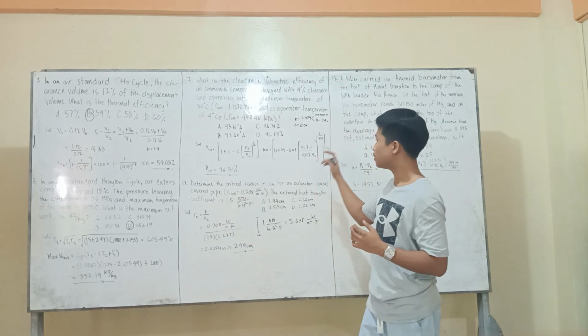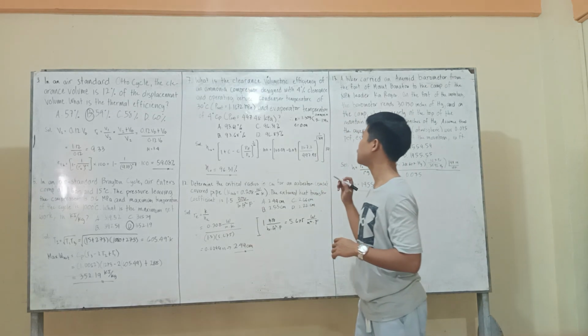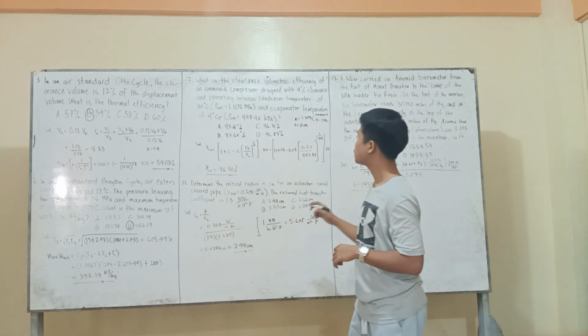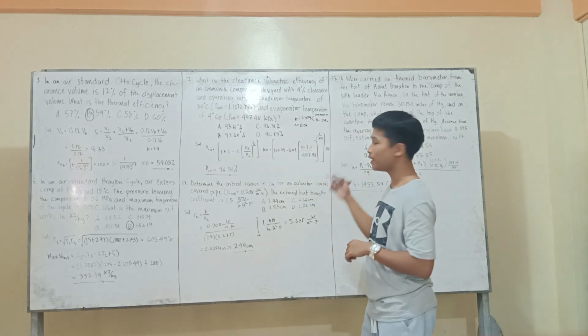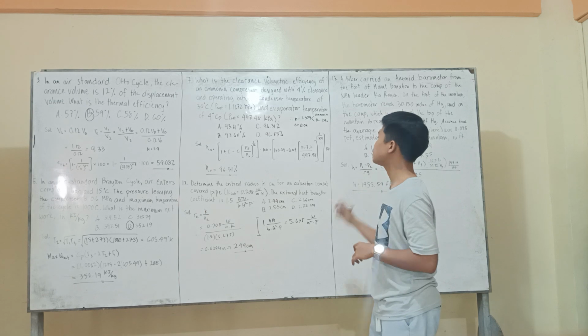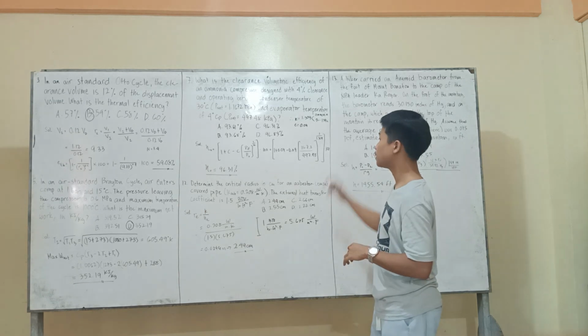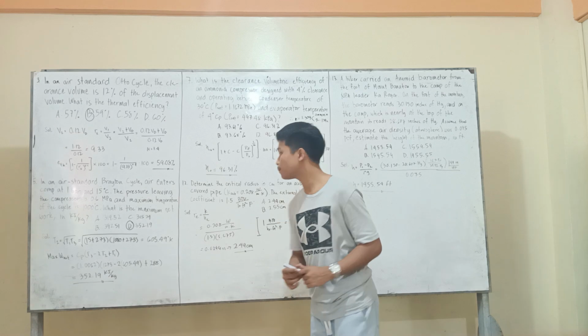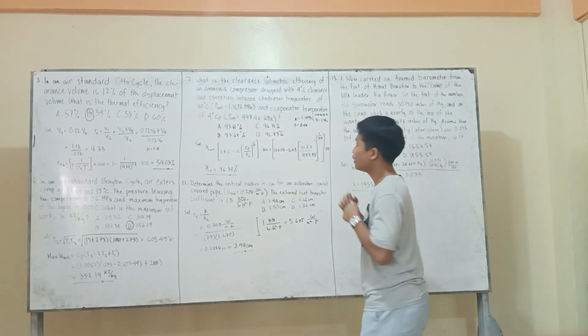Then over 497.48, which is the saturated pressure of the evaporator, raised to 1 over 1.304, times 100. So we calculate it and get about 96.31%, which is under C.